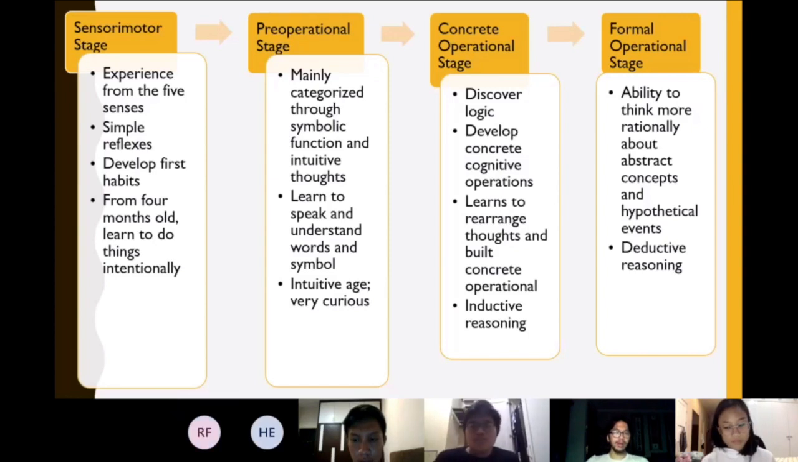Piaget believed in lifelong learning, but insisted that the formal operational stage is the final stage of our cognitive development. Move to the next slide.